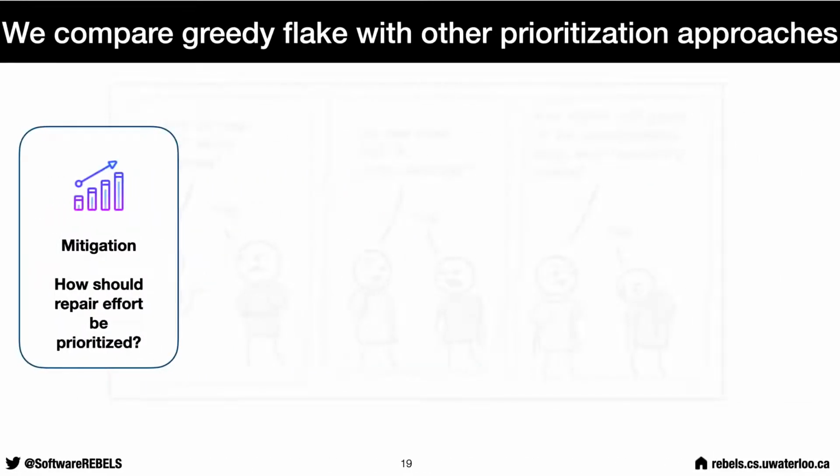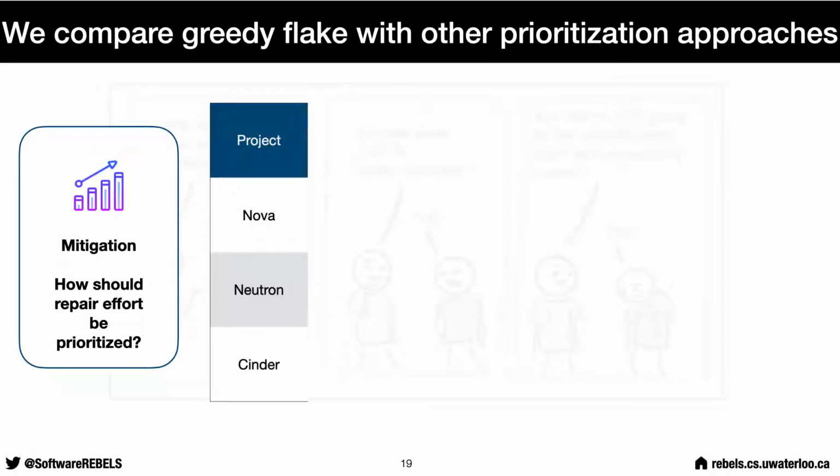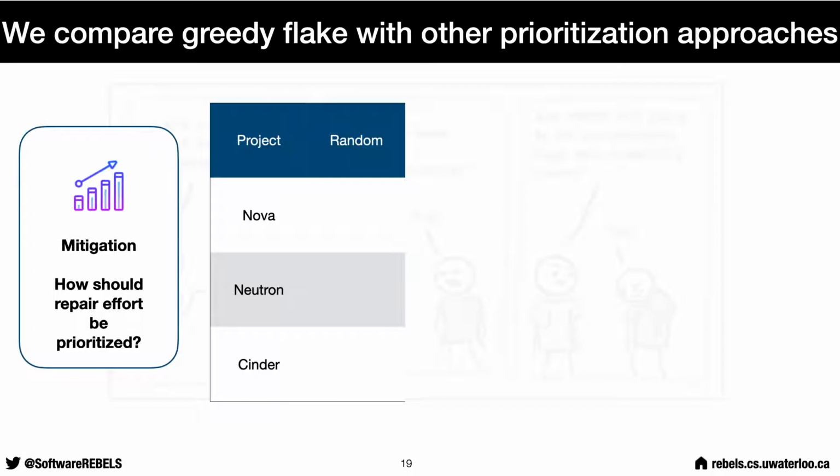We compare the GreedyFlake with other prioritization approaches. We establish a random baseline. We establish a baseline with the random approach where we randomly select a flaky test for repair. This is our baseline approach.